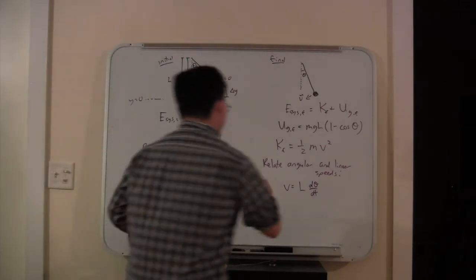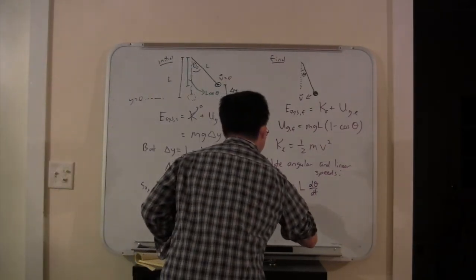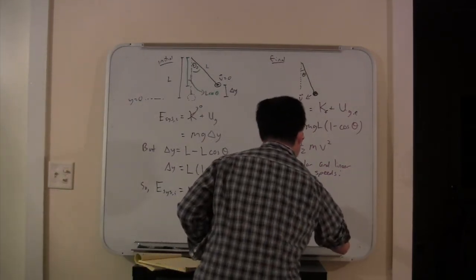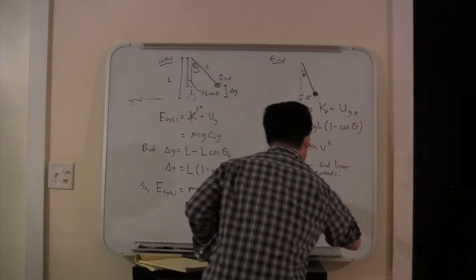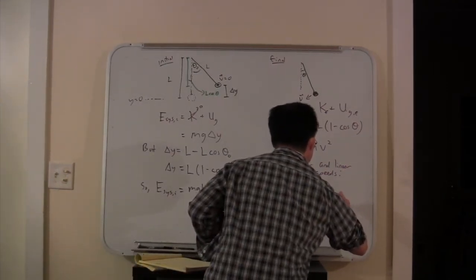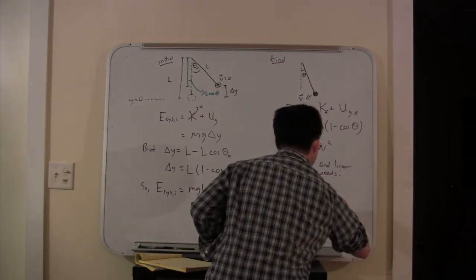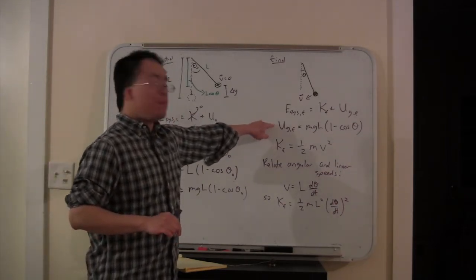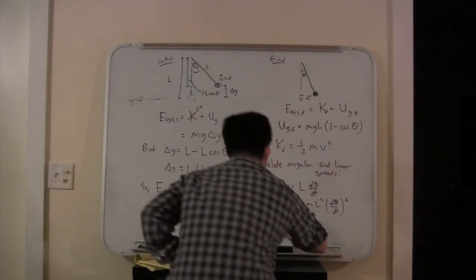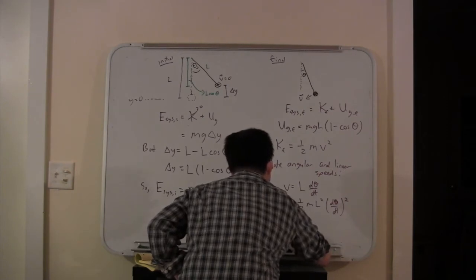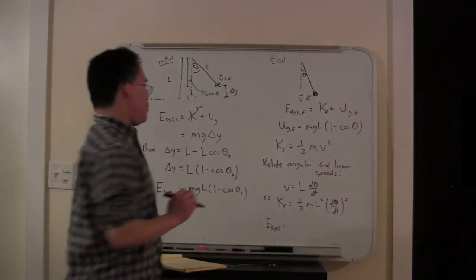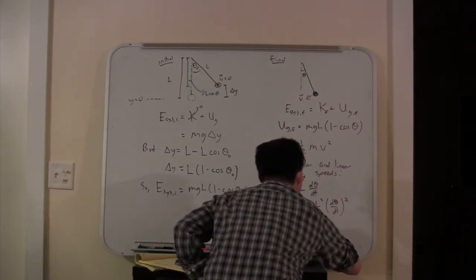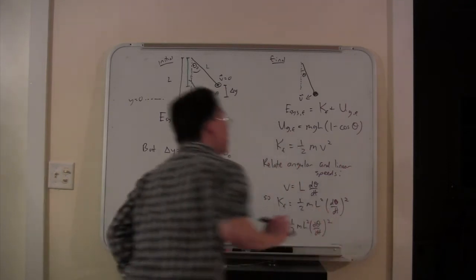So my final kinetic energy is equal to 1/2 m v squared, which is L squared d theta dt, the quantity squared. And now we can just combine these two things to get E system final equals 1/2 m L squared d theta dt, quantity squared.